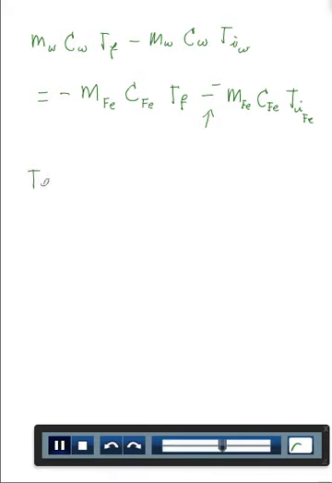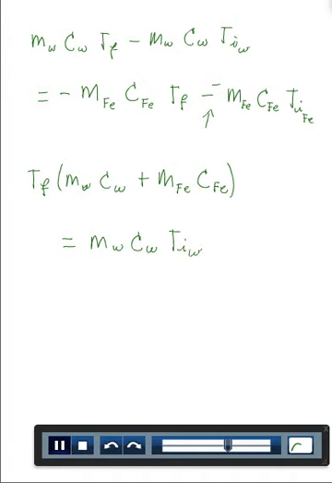I'm going to collect all the terms with T final in them. So I have T final, and I'll factor them out while I collect them. Mass of water, specific heat of water, plus mass of iron, specific heat of iron, and that equals mass of water, C of water, temperature initial of water, plus mass of iron, C of iron, specific heat, the initial temperature of iron.